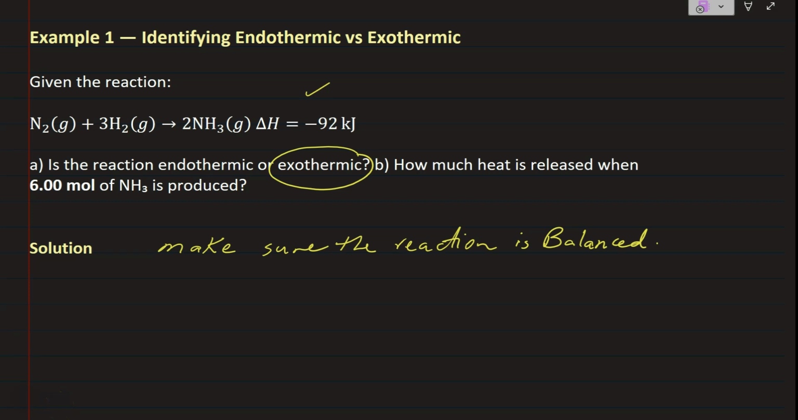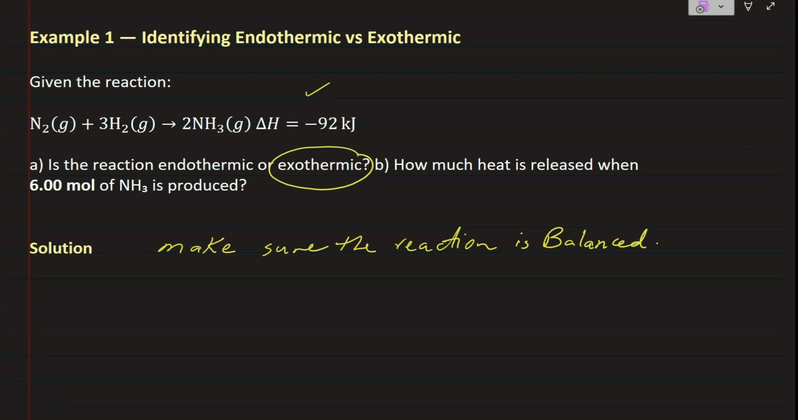But if a reaction is given to you in an exam or as an assignment, and the question doesn't specifically say that the equation is balanced, you need to double check. And if it's not, you have to balance the equation. In this case, we're just going to look at the exothermic and endothermic reaction and go through it that way. But I already set it up for you so that it's already balanced.